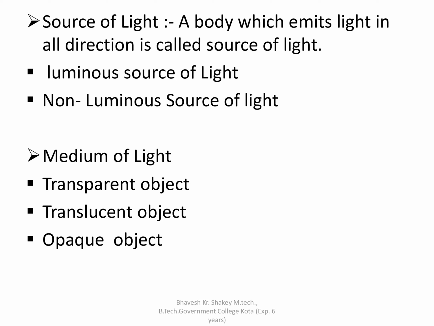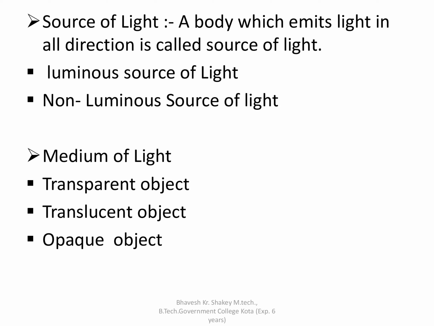Now what are the translucent objects? Translucent objects are those through which part of the light will pass. Not all the light will pass through, only part of the light will pass. So these objects are called translucent objects. Examples of translucent objects are frosted or ground glass, greased paper, paraffin wax, etc.